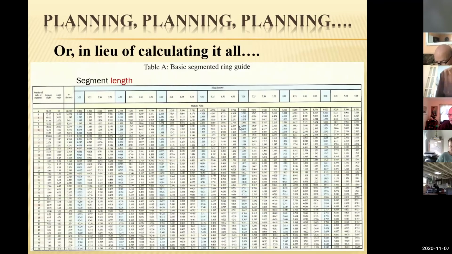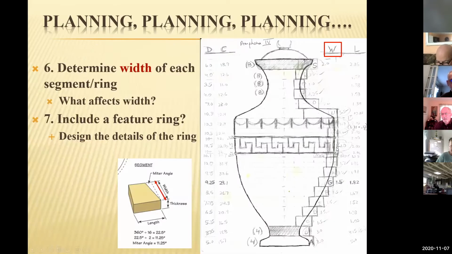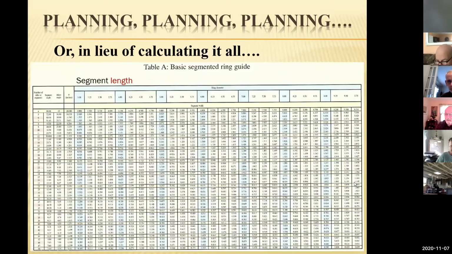If you don't want to do the calculations for length, there are tables available like this one for segment length, where you just go down how many segments. Well, here's 16 segments, and the diameter over here, 9.25 inches we just looked at. So the length would be 1.8, which is what we had calculated ourselves. So either way.